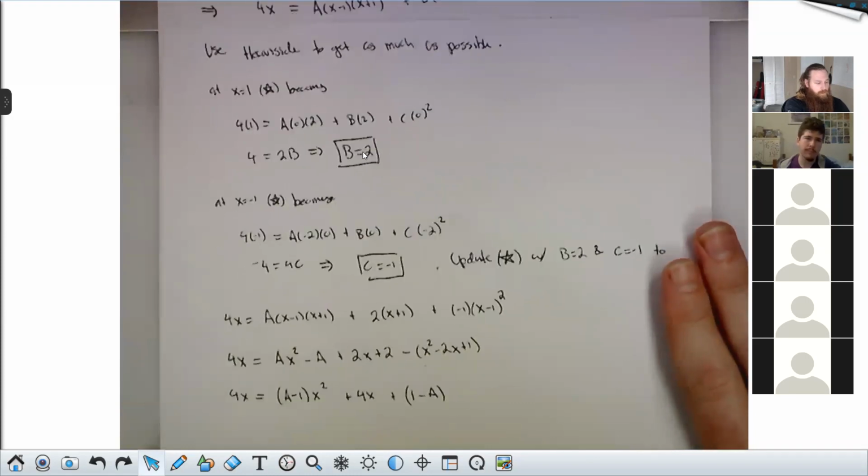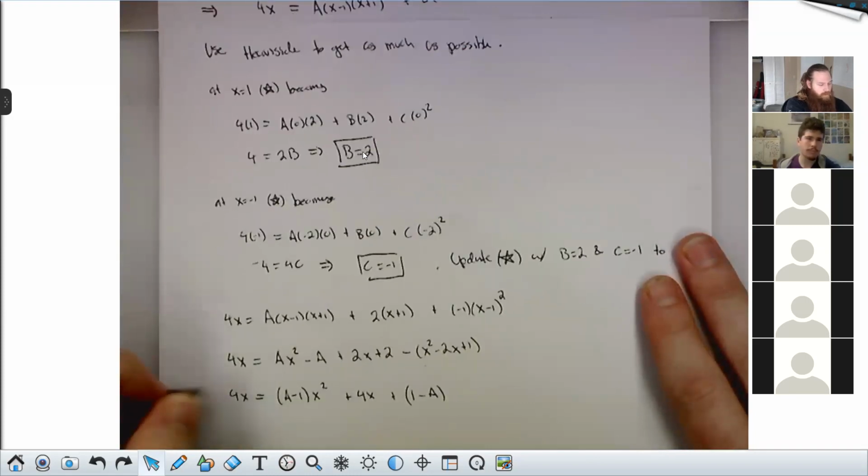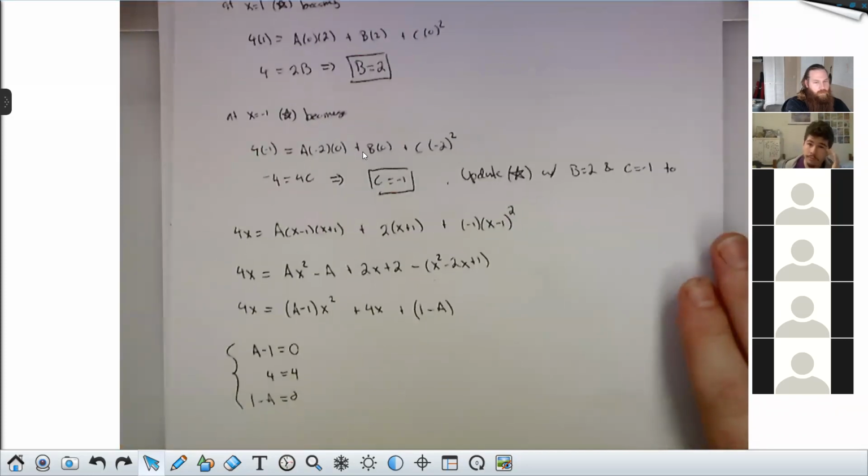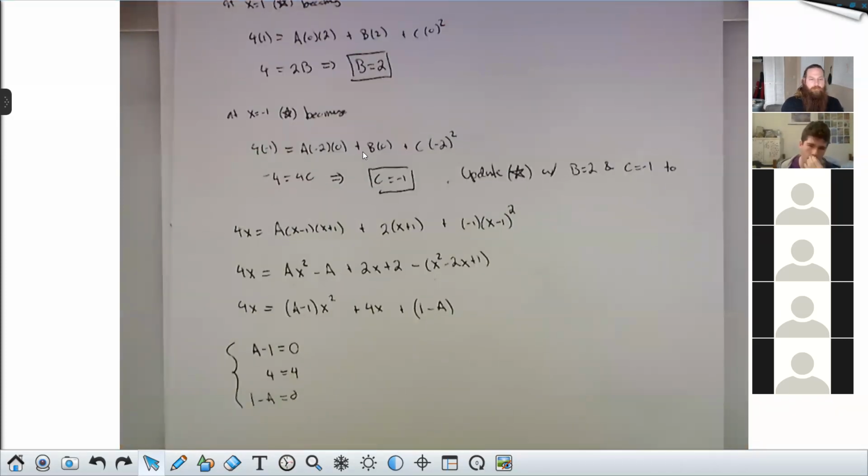And now, again, I do the 0. So a minus 1 equals 0. 4 equals 4. And 1 minus a equals 0. That's the system I get out of this, setting coefficients equal to each other on the left and the right. So instead of having to solve a 3 by 3, really any one of these top or bottom equations gives me the information I need.